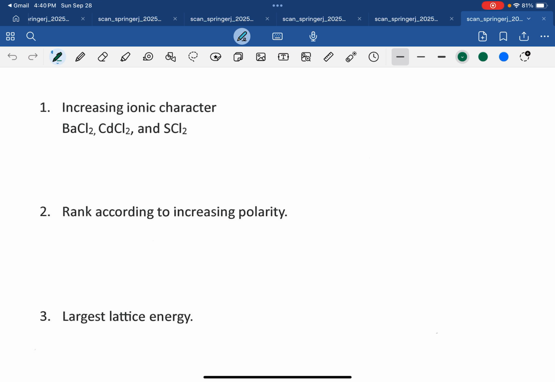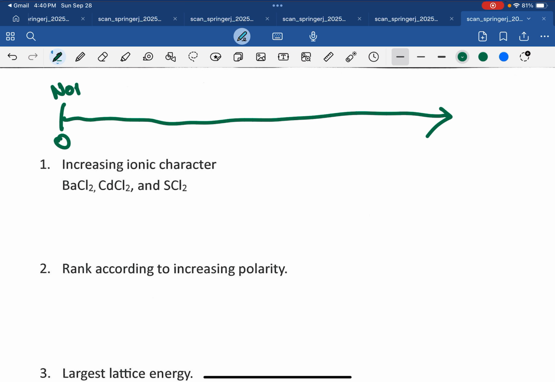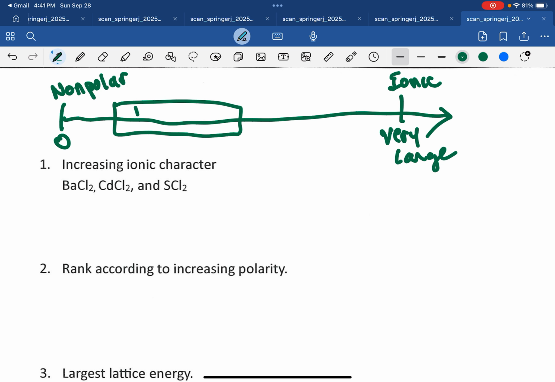Anyway. Number one, it's wanting to know which of the following correctly ranks the substances listed above in order of increasing ionic character in their bonding. I like to think of it as a continuum: if the electronegativity difference is 0, that is nonpolar. As the difference gets larger, very large would be ionic, and somewhere in the middle is polar covalent.